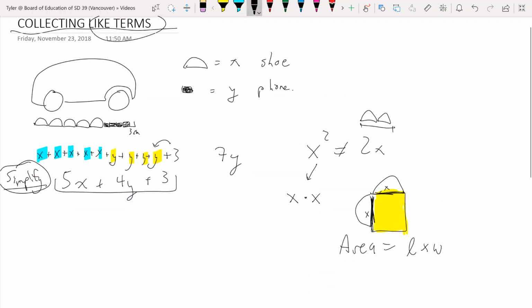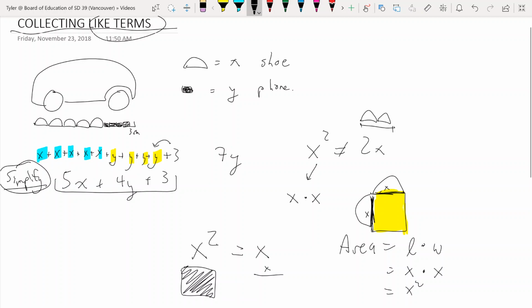Length times width. Length times width. So my length in this situation is x, and my width in this situation is x. So that means it gives me x squared. So what I want you to be careful of is, do you think that x squared is the same as x? It's not, because if we think about it, x squared represents a 2-dimensional rectangular shape. X represents just a line that is x centimeters long.